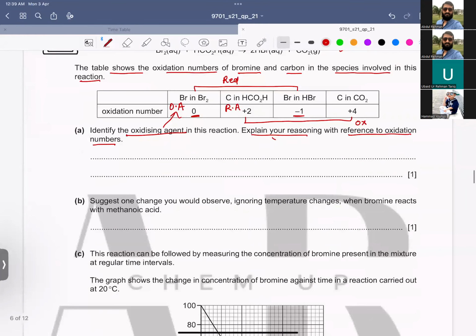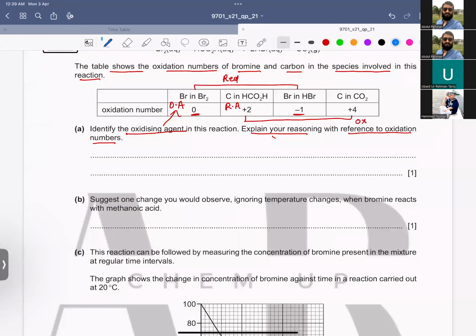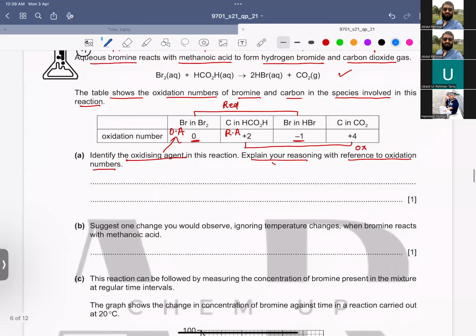First, I'm going to identify the oxidizing agent. So we are observing that bromine's oxidation number changes from 0 to -1, which means its oxidation number decreases, hence it is reduced. So if bromine is reduced, which means bromine is an oxidizing agent in this reaction.